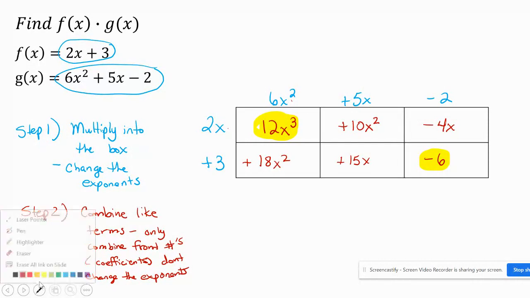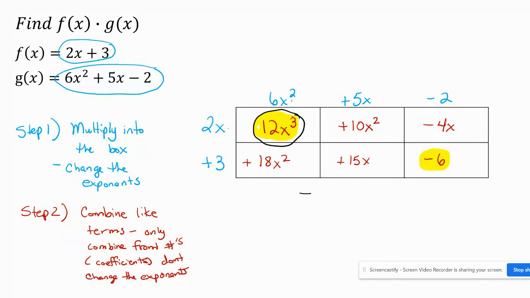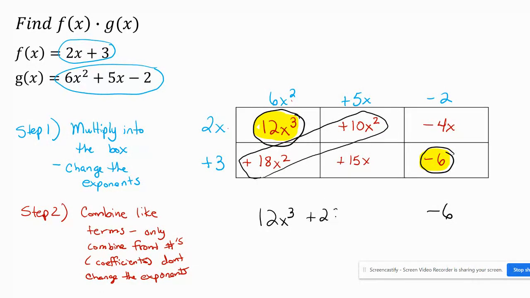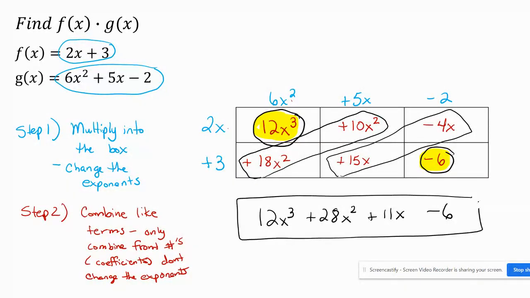Let me just pick up a different color for the final answer here. Okay, so this is going to be your front. So 12x cubed. This is going to be your back, negative 6. And in the middle, we're going to combine like terms. So 18x squared plus 10x squared would be 28x squared. And then 15x's minus 4x's is 11x's. And there's your final answer. Okay, so that's multiplying.